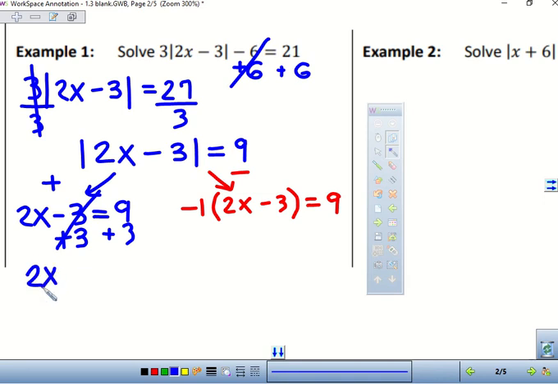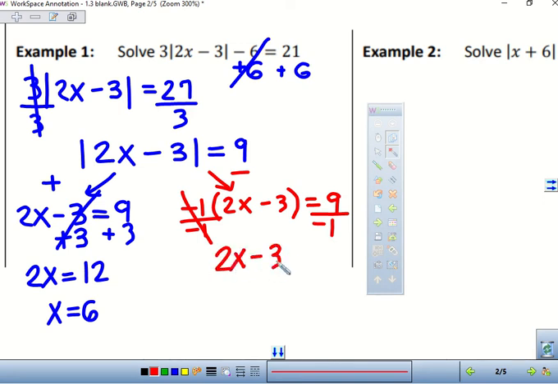That's going to give me 2x is equal to 12, which means that x equals what? 6. Now over here you have two choices on how to solve. You can either distribute the negative or divide both sides by -1 to get rid of it, right? So I divide both sides by the -1. If you did it differently, that's okay. You'll get the same answer.